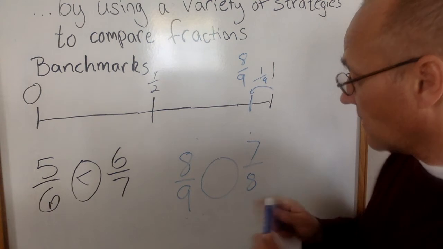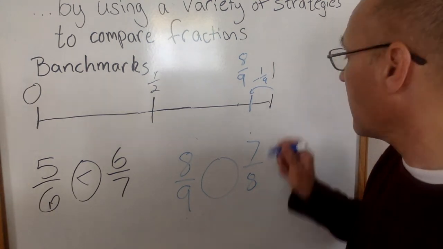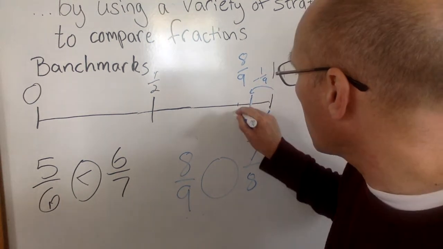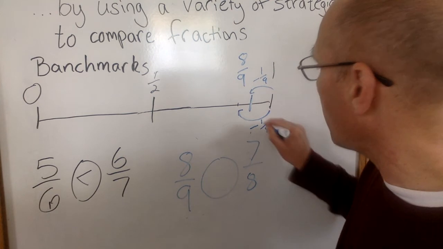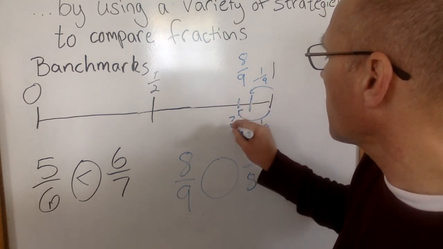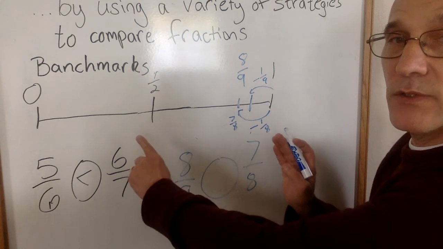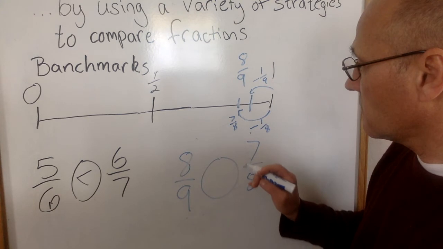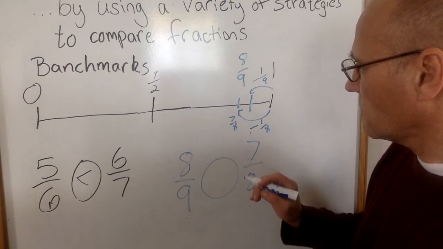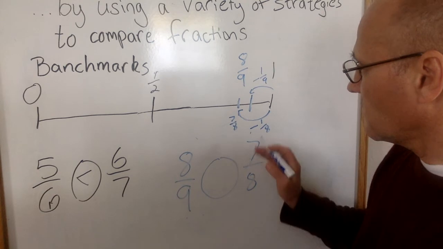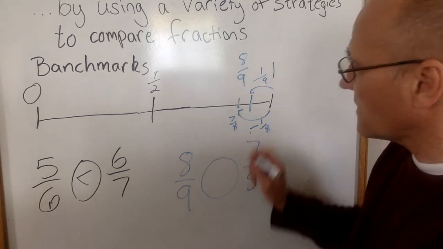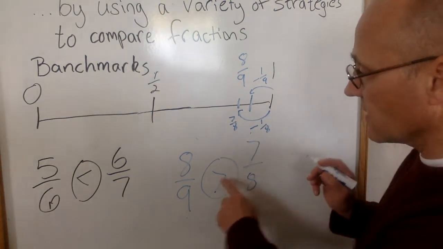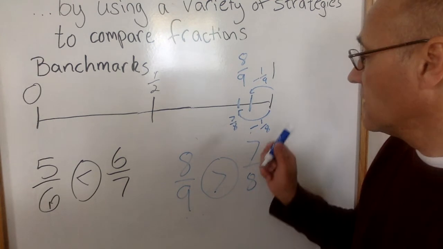because I have fewer pieces, the pieces are larger. So 7/8 goes back 1/8 from a whole. Since it goes further back or closer to 0, 8/9 is greater than 7/8, or 7/8 is less than 8/9.